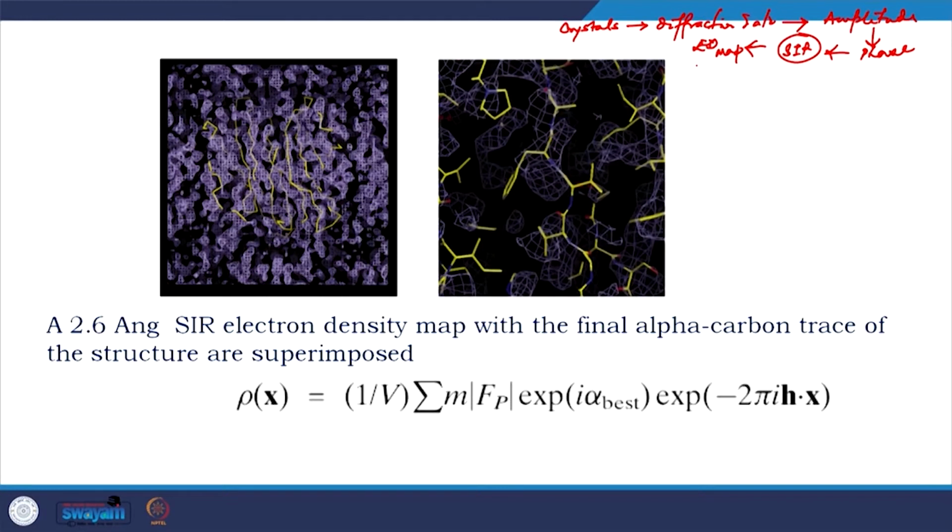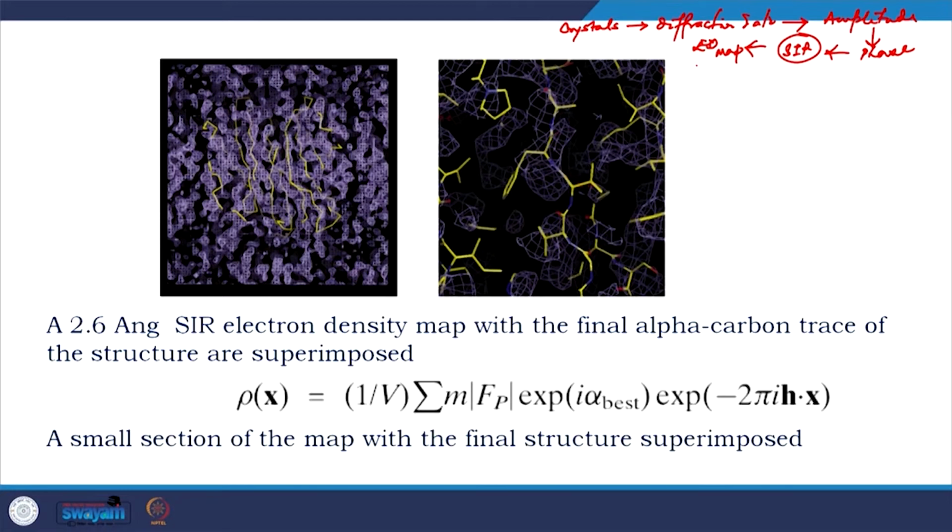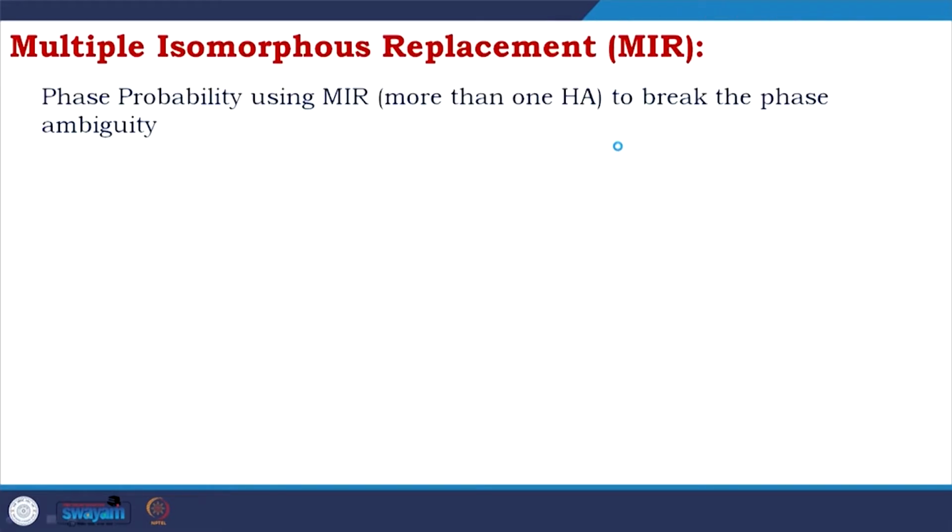and this is a small part of that where the final structure is superimposed. So, here you see the alpha carbon trace, here in a zoomed one you see the side chains included here. So, can we improve them? You would see, but then we come to multiple isomorphous replacement where the phase probability using MIR.